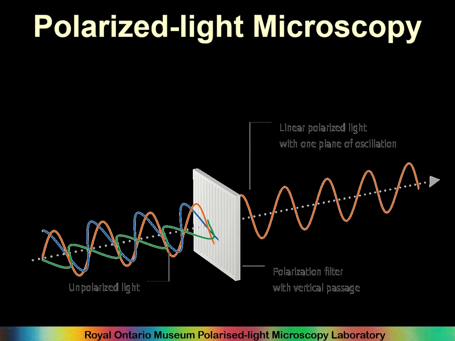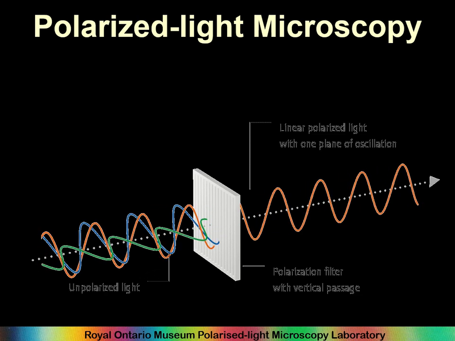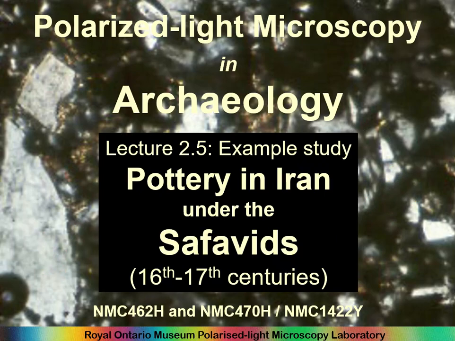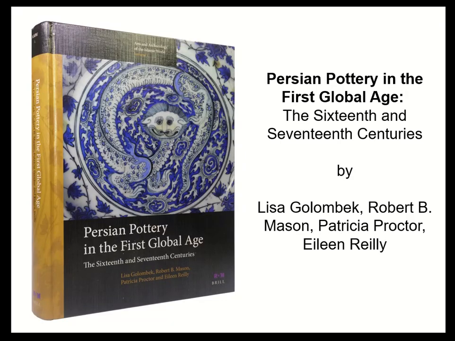This is Polarized Light Microscopy in Archaeology, and this talk is about the pottery of Safavid Iran. This is part of a study published in 2014 called Persian Pottery in the First Global Age, the 16th and 17th centuries. And in this case, I did the petrography and related it to the typology.